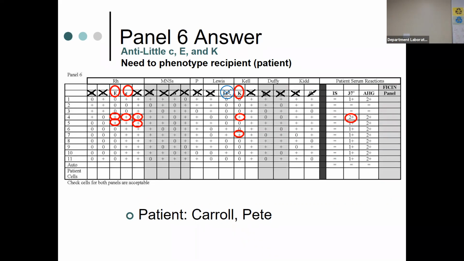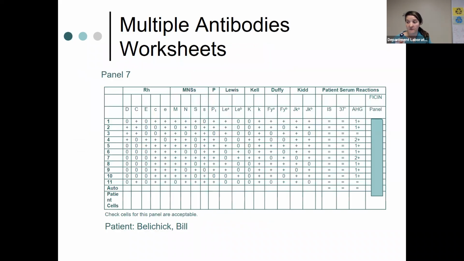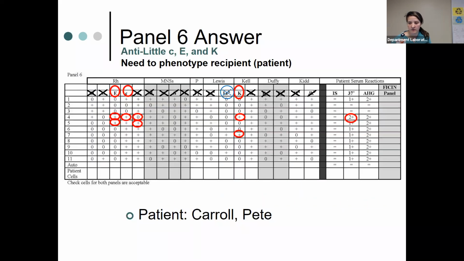Perfect. Little C, all right, but we still couldn't rule out big E, right? Still couldn't rule out Kel. Did you rule out Lewis C? No. So what treatment would you guys do next? You could do Ficin, which we don't have for him.